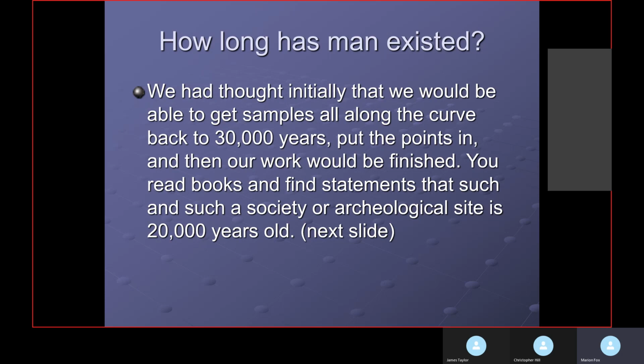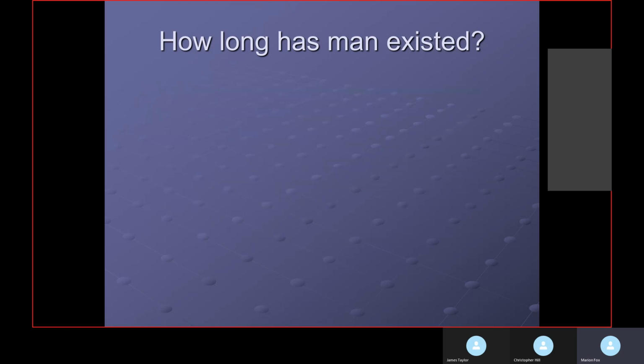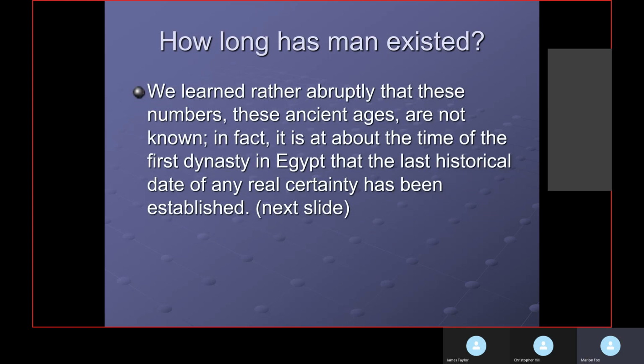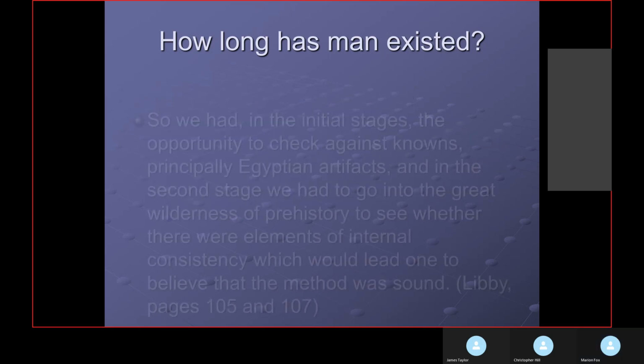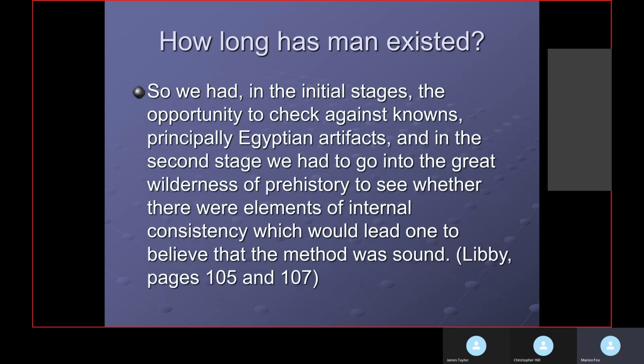"You read books and find statements that such and such a society or archaeological site is 20,000 years old. We learned rather abruptly that these numbers, these ancient ages, are not known. In fact, it is about the time of the first dynasty of Egypt that the last historical date of any real certainty has been established. So we had in the initial stages the opportunity to check against known, principally Egyptian artifacts. In the second stage, you had to go back into the great wilderness of prehistory to see whether there were elements of internal consistency which lead one to believe that the method was sound."